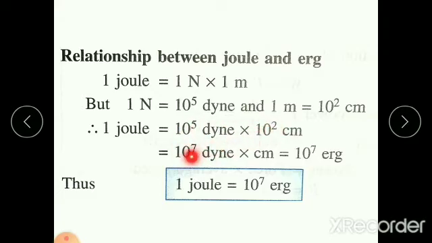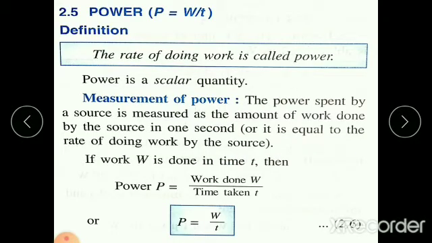So it is 10 to the power 5 plus 2, 10 to the power 7 dyne centimeter. So 1 joule is equal to 10 to the power 7 ergs. Okay. Next, power. Power is the rate of doing work.